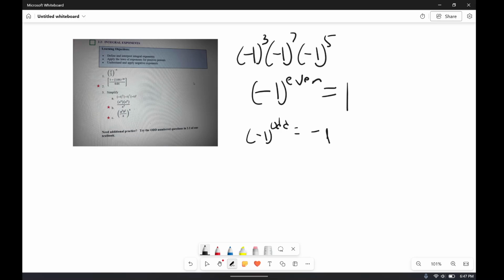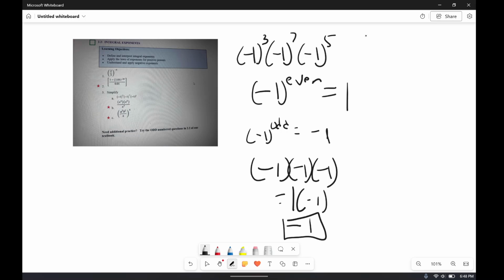It's kind of like saying we just have -1 times -1 times -1. We see that a -1 times -1 will just become a 1, and then times a -1 is just going to be a -1. So the answer to that is going to be -1. Yeah, pretty easy.